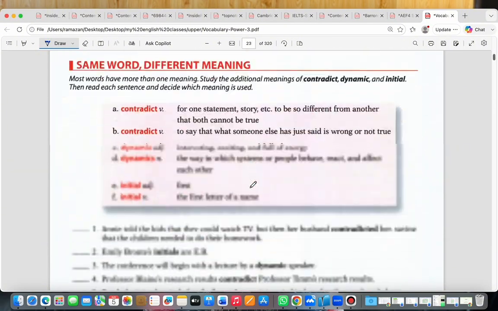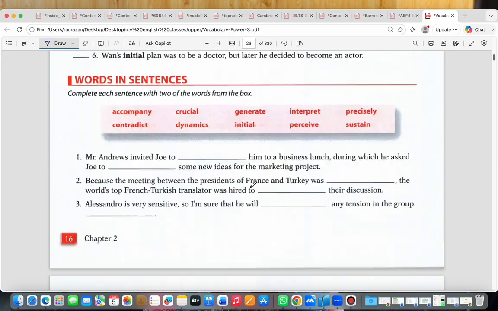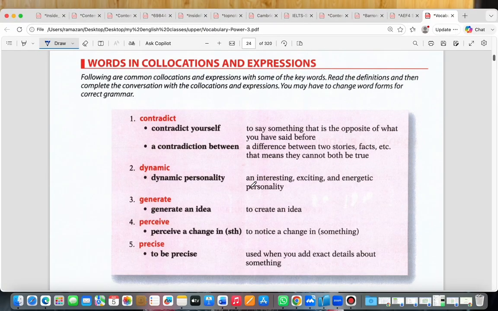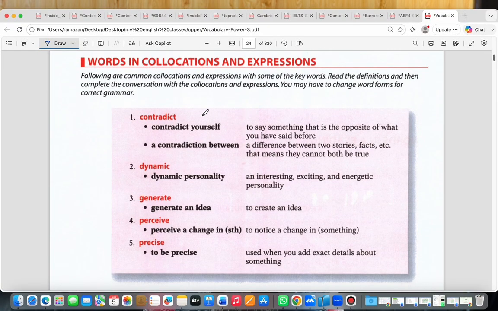So the point that I want to make here is that we have to go for the expressions and collocations with the words from this lesson. So there are 5 words that we have collocations for. The first one is contradict. Contradict yourself. Actually, the first collocation we have here is contradict yourself, means to say something that is the opposite of what you have said before.